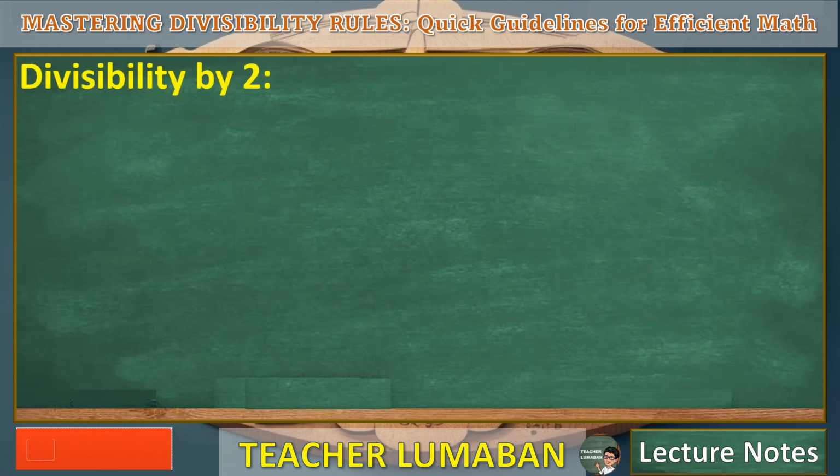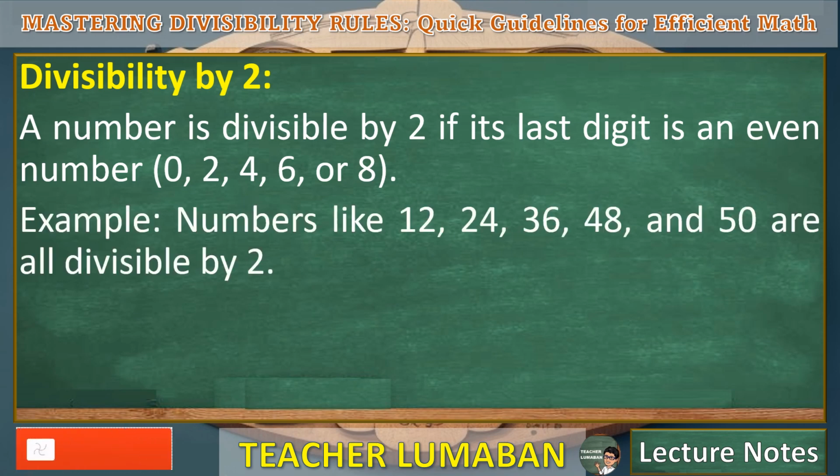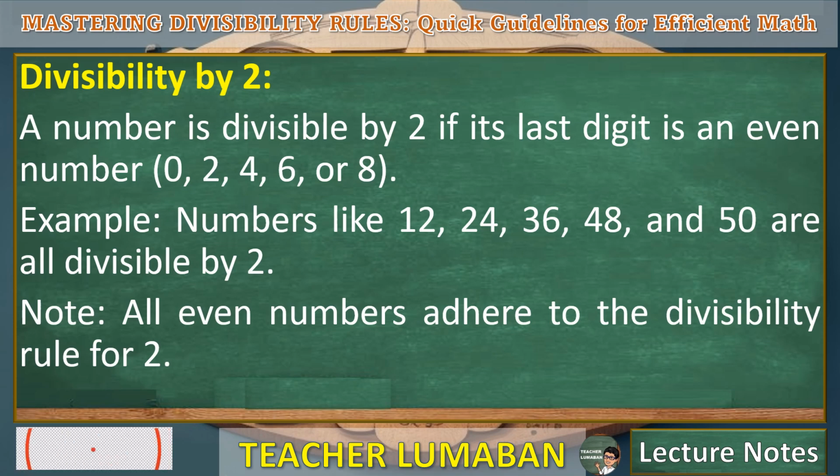Divisibility by 2. A number is divisible by 2 if its last digit is an even number: 0, 2, 4, 6, or 8. Example, numbers like 12, 24, 36, 48, and 50 are all divisible by 2. Note, all even numbers adhere to the divisibility rule for 2.